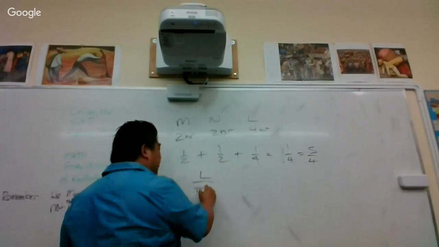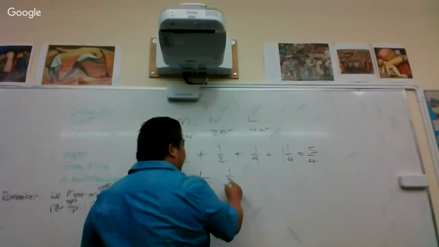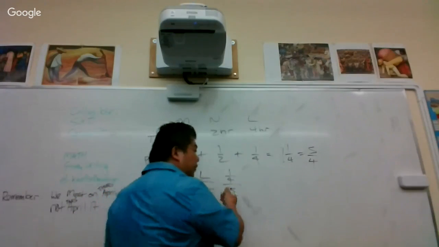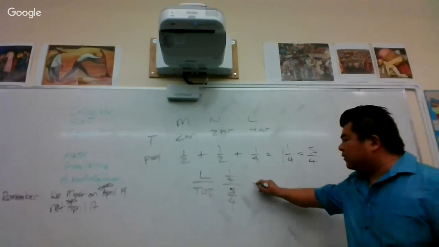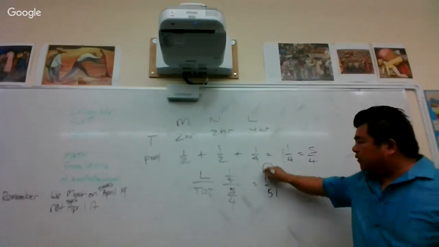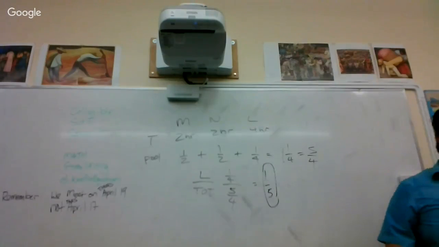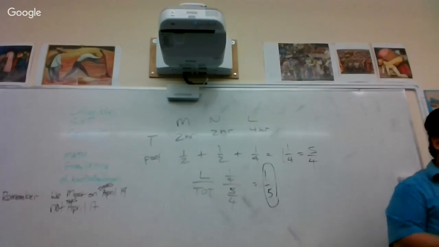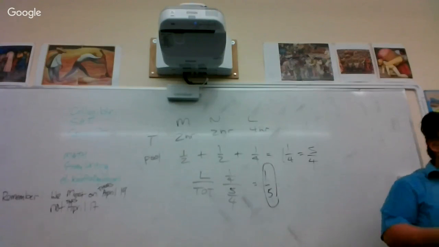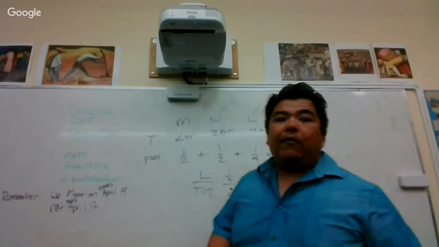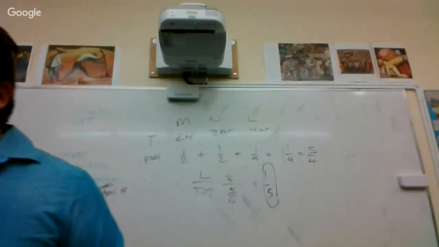L versus the total is 1/4 divided by 5/4. When you do the math here, it comes out as 1/5, which is the same answer that Jeremy and Emma got. I did mine a different way. There's a few ways to do it. This is just one. And obviously we all came to the same answer as 1/5 on that one.